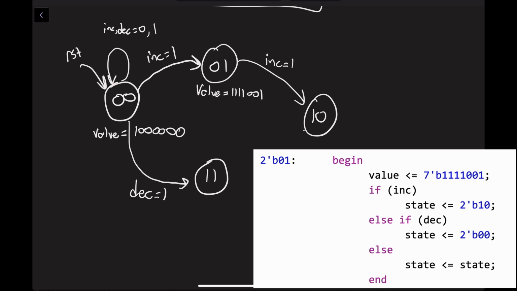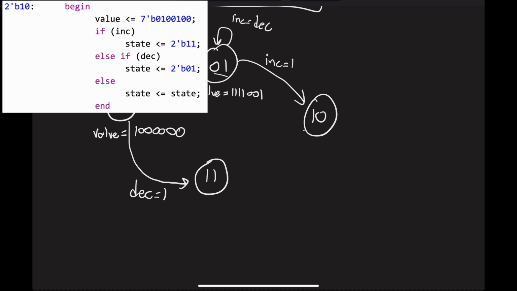So I'm in 01. If decrement is equal to 1, I need to go back to that state. And then we end up with the same condition we did before. If they're the same, if increment equals decrement, I'll write it like that, stay in the same state. Okay. Covered all the code. Let's move to the next one.